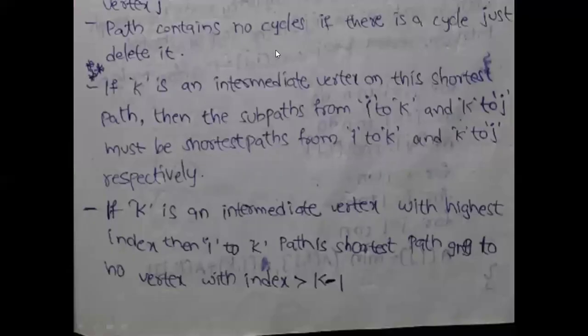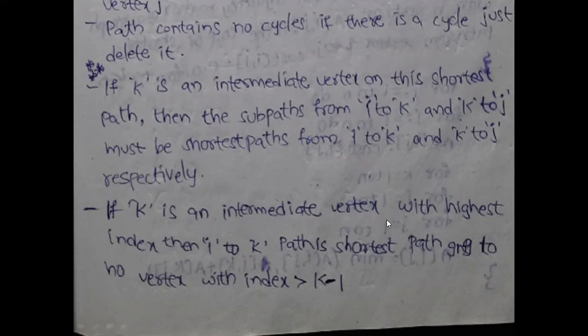So the path contains no cycles. If there is a cycle, just delete it. Already we discussed that if k is an intermediate vertex on the shortest path, then the subpaths from i to k and from k to j must be shortest paths. Suppose k is an intermediate vertex, you must find the shortest path through intermediate vertex k. The path from i to k must be a shortest path, and the path from k to j must also be a shortest path.